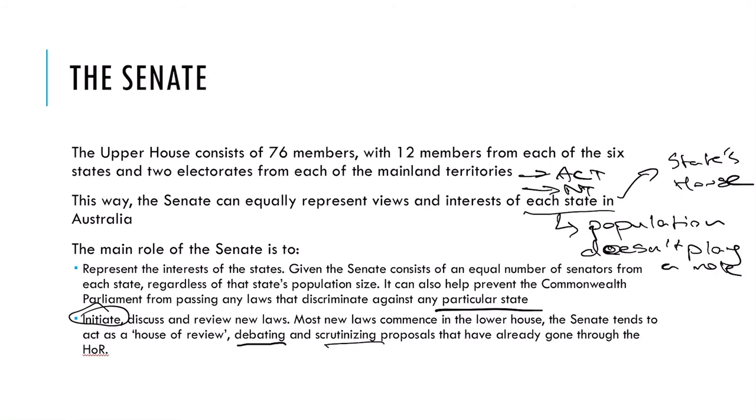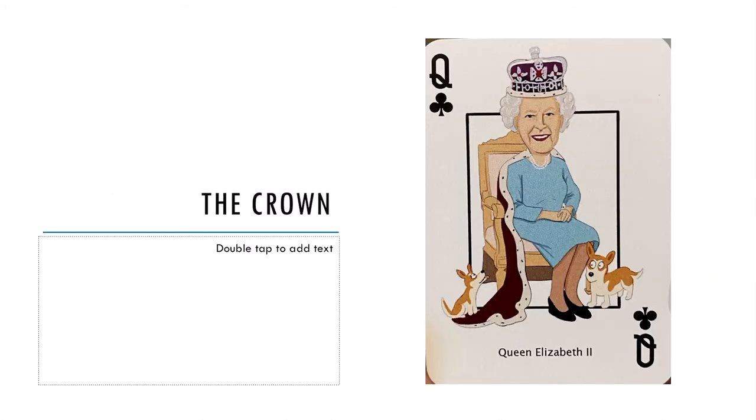An example of this most recently are the industrial relations laws, which passed the lower house as the government has a majority. However, they were not successful in passing the Senate as many of the minority parties, the crossbench in the Senate, did not agree with the reform changes.